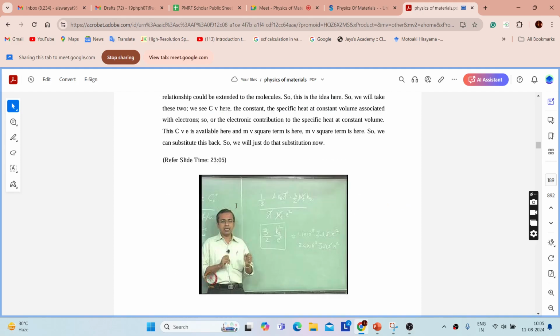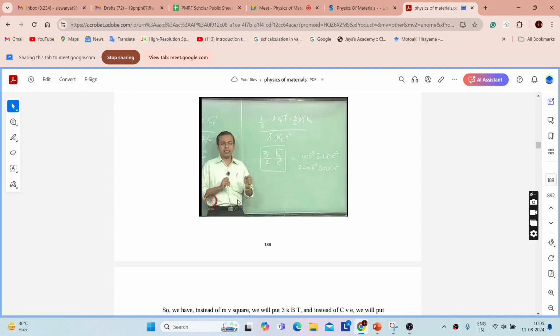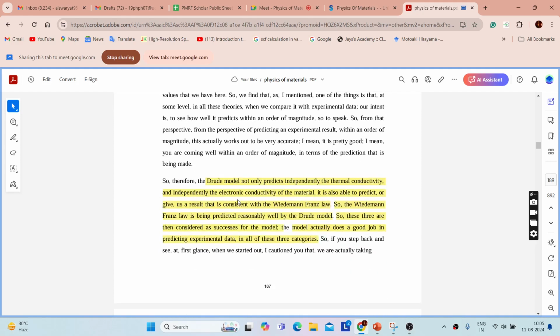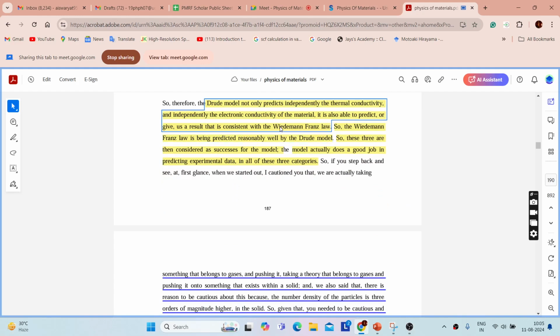So the Drude model can explain the Wiedemann-Franz law. The Drude model not only predicts the thermal conductivity and the electrical conductivity of matter independently, it also gives a result consistent with the Wiedemann-Franz law. So that is one of the advantages of the Drude model.